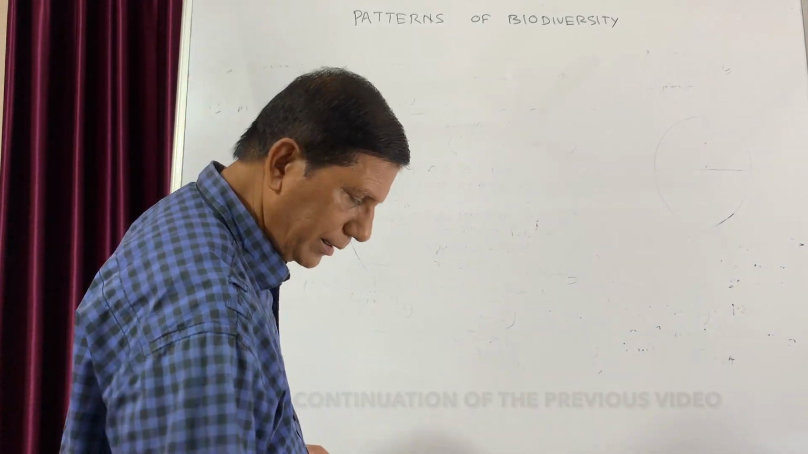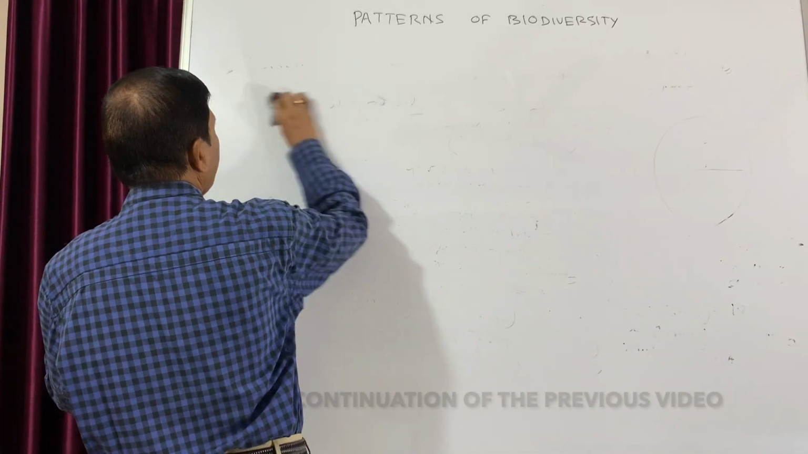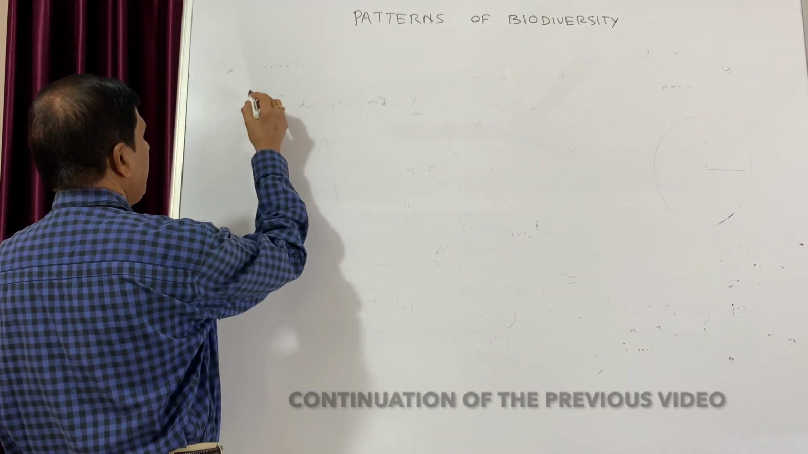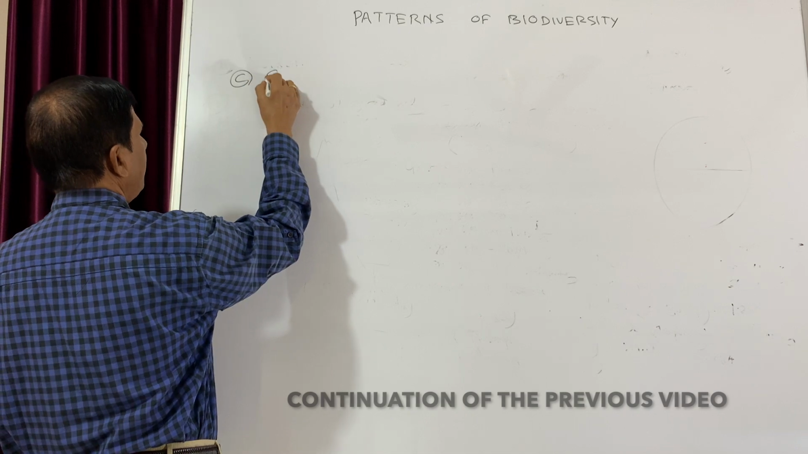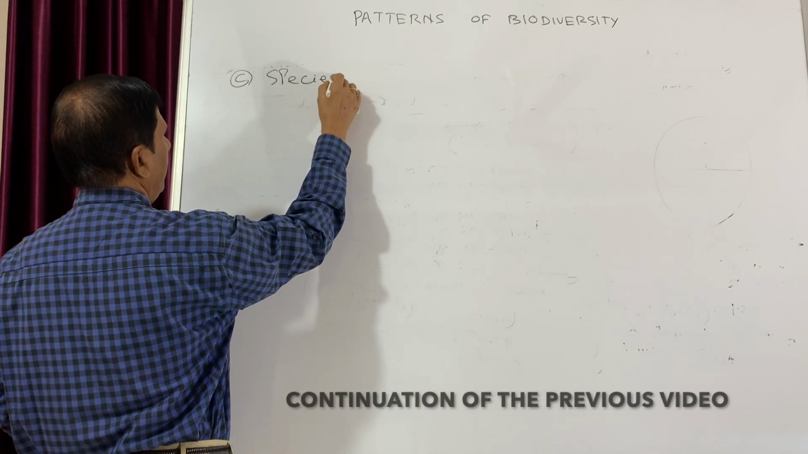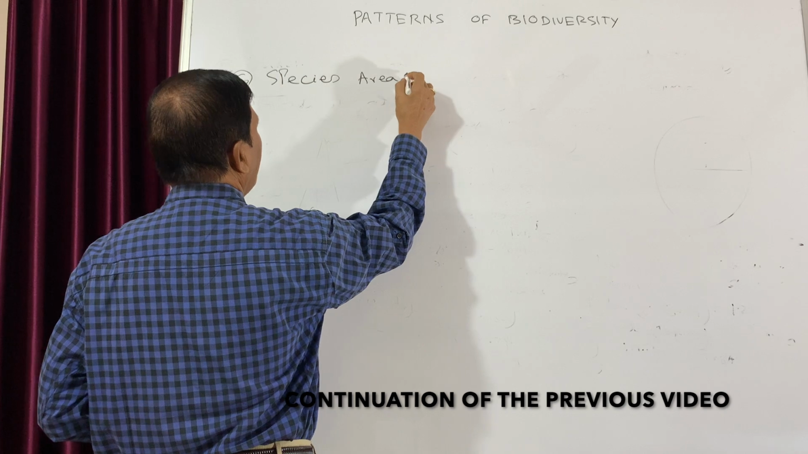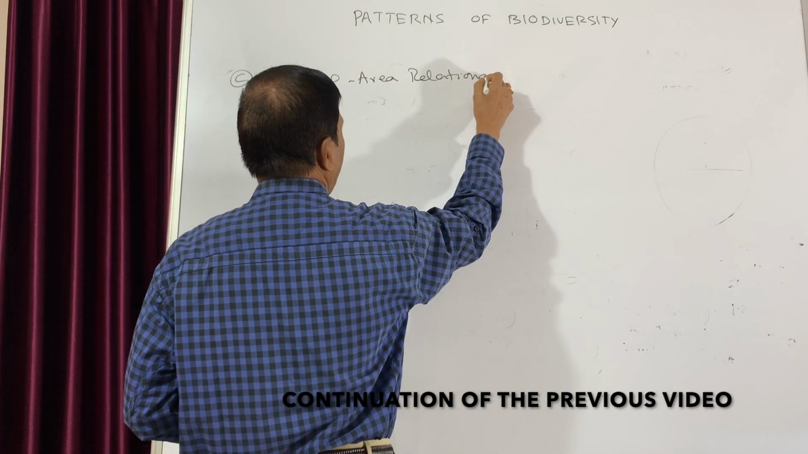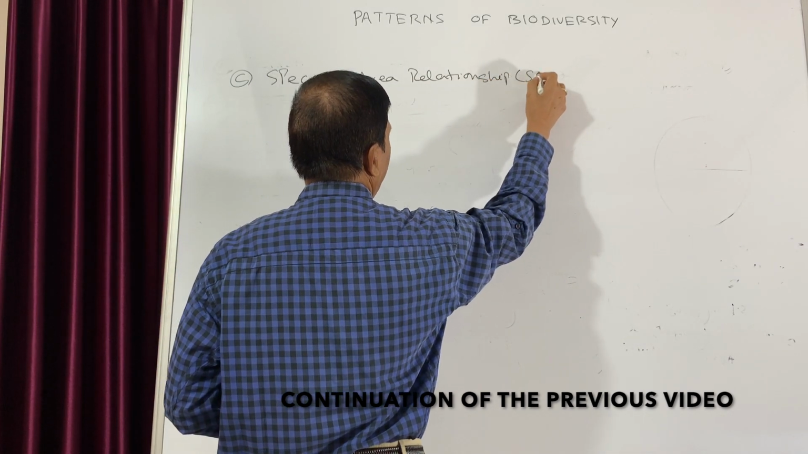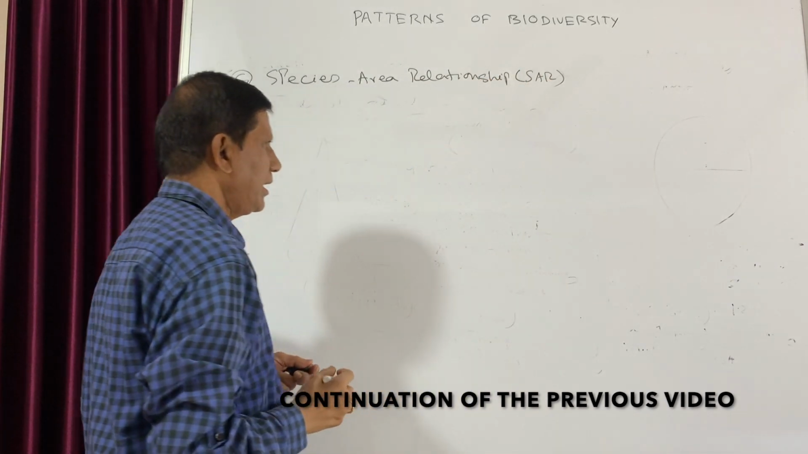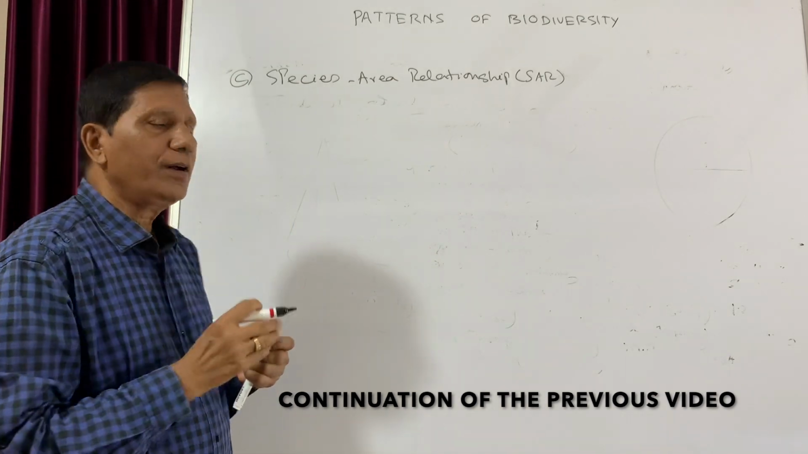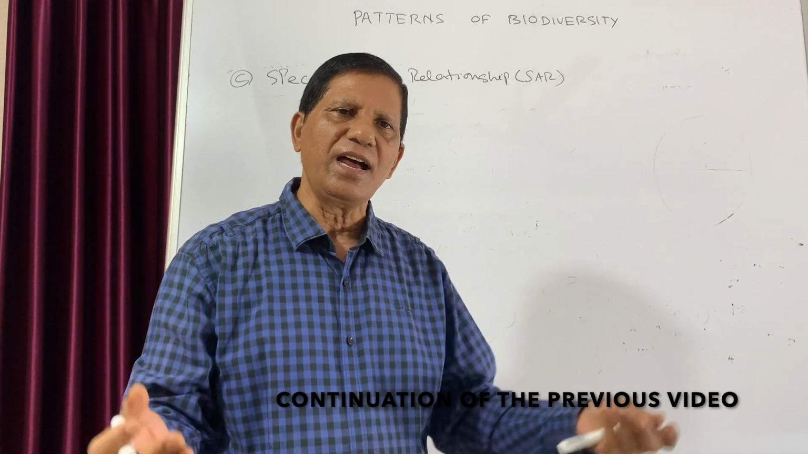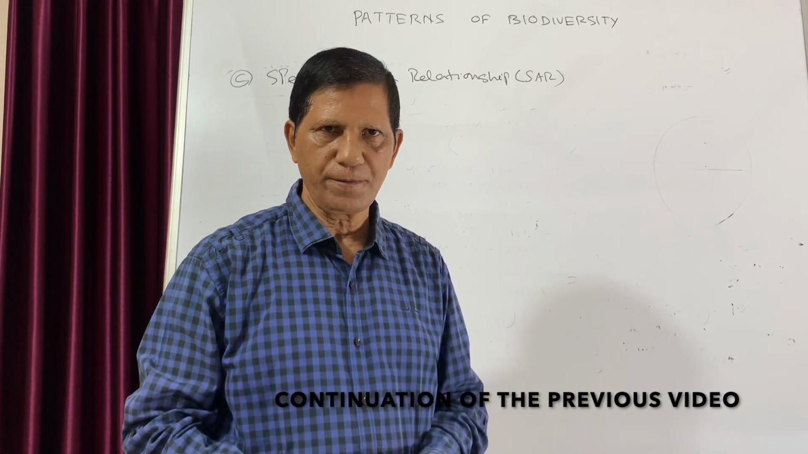So another is the species area relationship, the third type. Species area relationship, or in short we can call it SAR. Now here the species area relationship means the greater the area, the greater is the biodiversity.